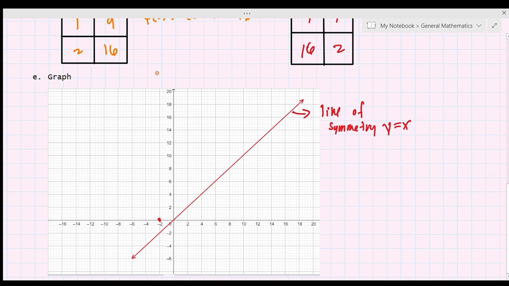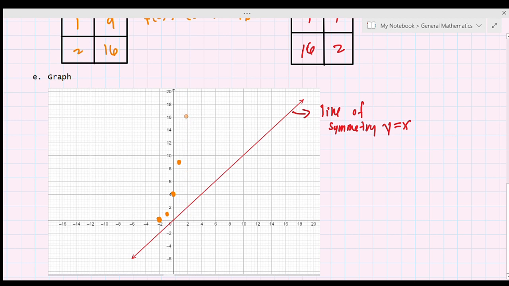So at f of x, we have the ordered pair of 0 and 2. So we start here. Okay, not 0 and 2. We have negative 2 and 0 rather. Next, we have negative 1 and positive 1. So right here. Nandito siya. Next, we have 0 and positive 4. Nandito siya. Next, we have positive 1 and positive 9 right here. Next, we have positive 2 and positive 16.